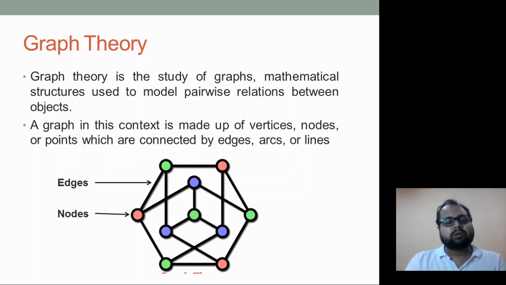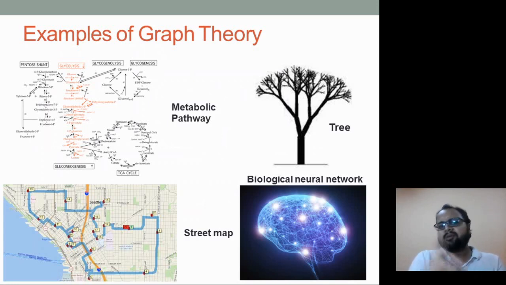So what are the examples? You can have your metabolic pathways, what I was just telling you right now. In biological pathways, your proteins or genes act as your nodes, and the arrows which connect them act as your edges. Something like a tree: your leaves act as your nodes, whereas your branches act as your edges. Your street map or GPS system: the locations you see in red, consider them as nodes, and they are connected by these blue edges.